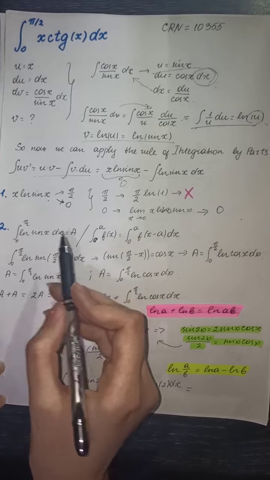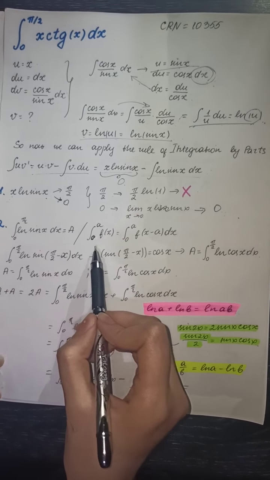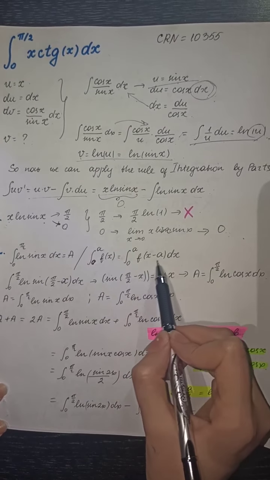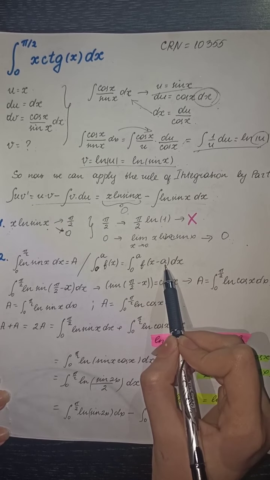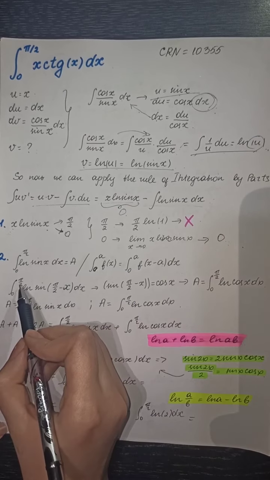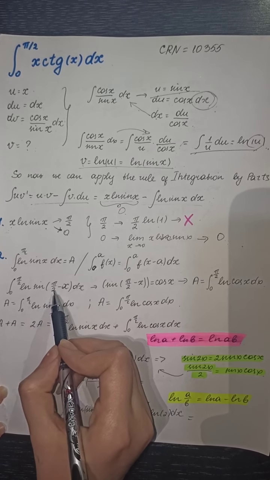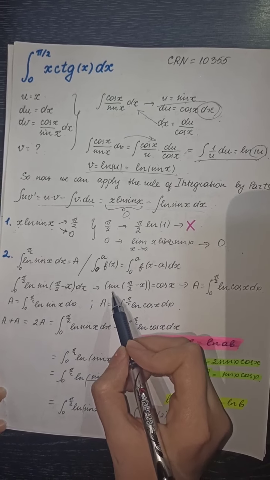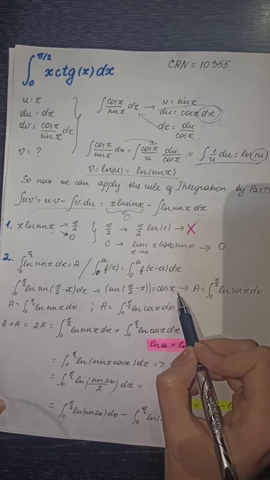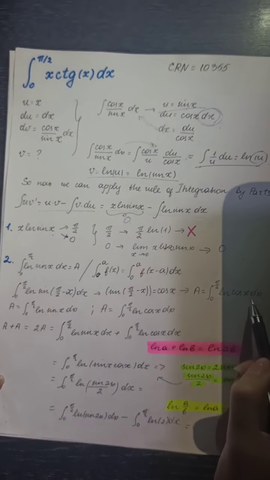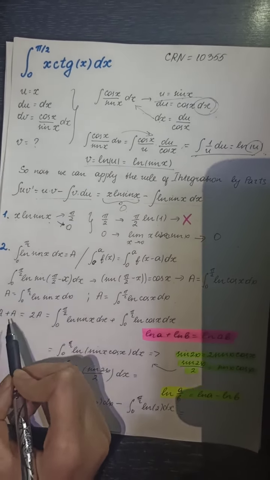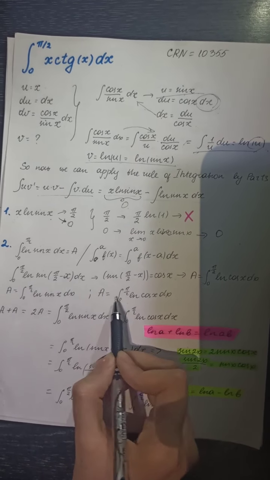Second part, actually I called it a part, and we know this rule: if f(x) equals f(a minus x), we can apply this rule right here. What's our a here? Pi over 2. We put pi over 2, sine of pi over 2 minus x, and we know that sine of pi over 2 minus x equals cosine x. So we find two a values, first and second part, which are equal to each other.